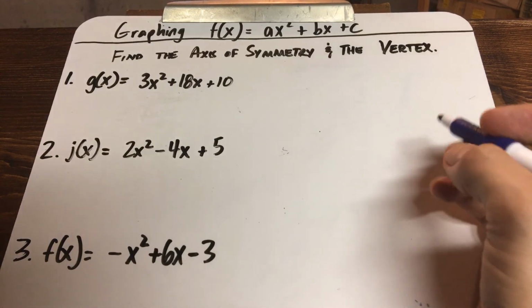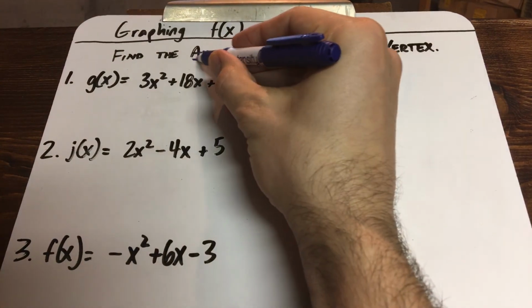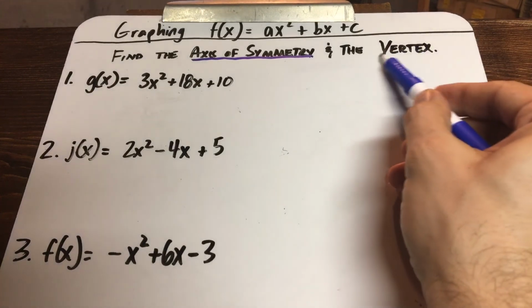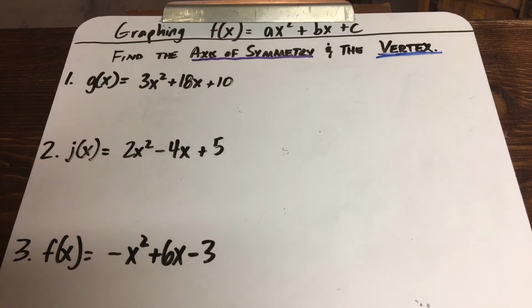So today we're going to get some questions that are not going to ask us to graph it. They're just going to say, hey, find 2 things: the axis of symmetry and the vertex. That's all it wants. You don't have to graph it, and you don't have to worry about making a coordinate plane. We just want to find the axis of symmetry and then the vertex for each one of these questions.